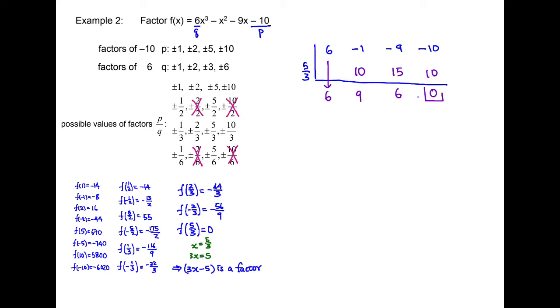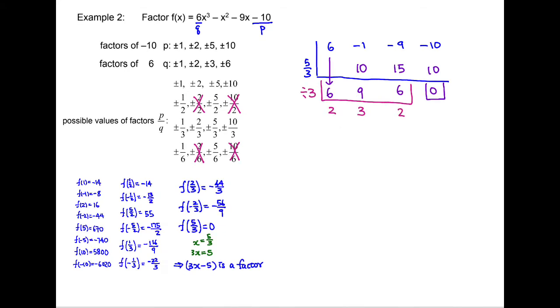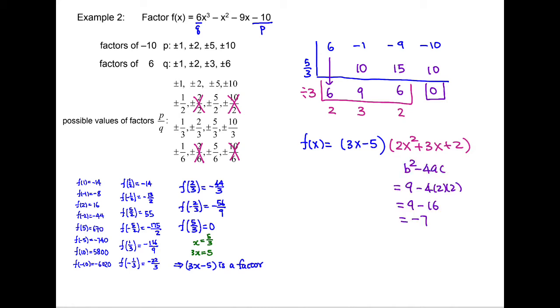As you can see, the remainder is 0. Remember to divide the quotient by the leading coefficient of the divisor, which is 3. Now we can rewrite f(x) as the divisor 3x minus 5 times the quotient 2x squared plus 3x plus 2. Once again, we have to verify whether or not this trinomial can be factored, so we use the discriminant. Once we find the value of the discriminant, which is negative 7, that's not a perfect square, so we know it is not factorable. Therefore, we know the factored form for f(x) will be 3x minus 5 times 2x squared plus 3x plus 2.